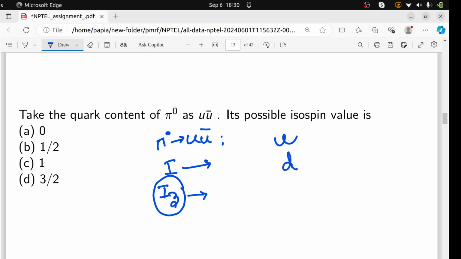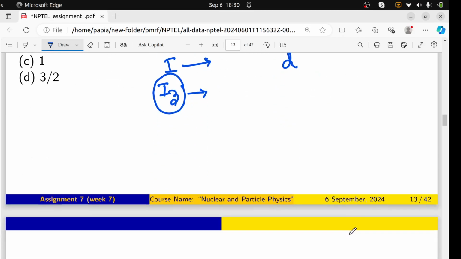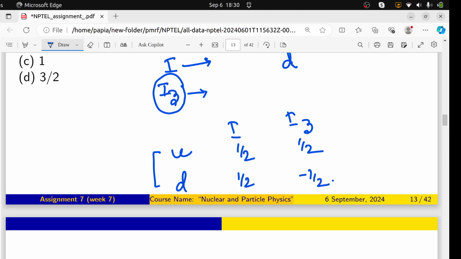Okay, so for u and d, let me write here, I have so many spaces: u, d, I, I3. You know that u and d are in a family, so that means u and d have the same I value, and the I value is half. This is also half. For I3, this is half, this is minus half, right? So for u the I3 value is half, and for d the I3 value is minus half. But the I value is again half and half for both particles.